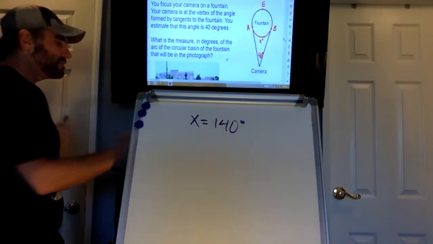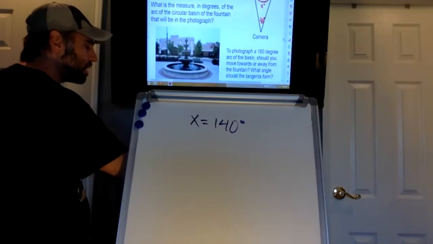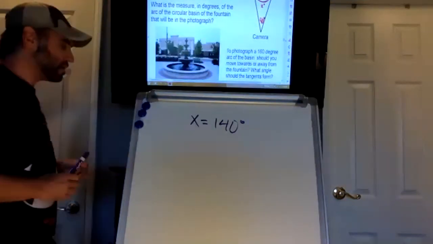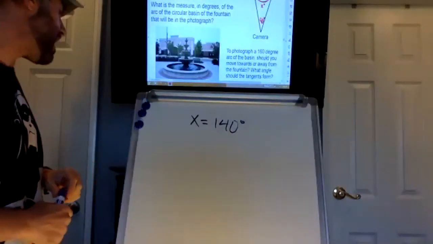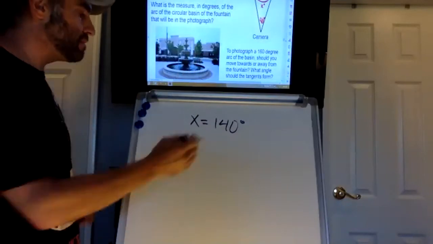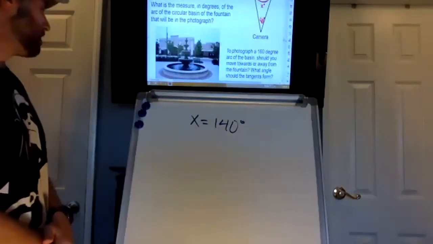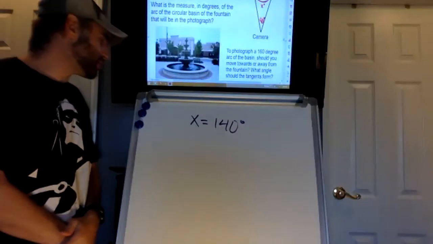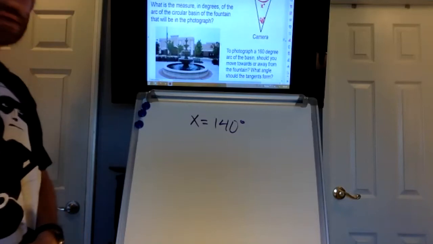Now, follow up. To photograph a 160-degree arc of the basin, should you move towards the fountain or away from the fountain to make the arc bigger? Don't shout it out, put the answer in the chat. And then what angle should the tangents form to get a 160-degree arc?